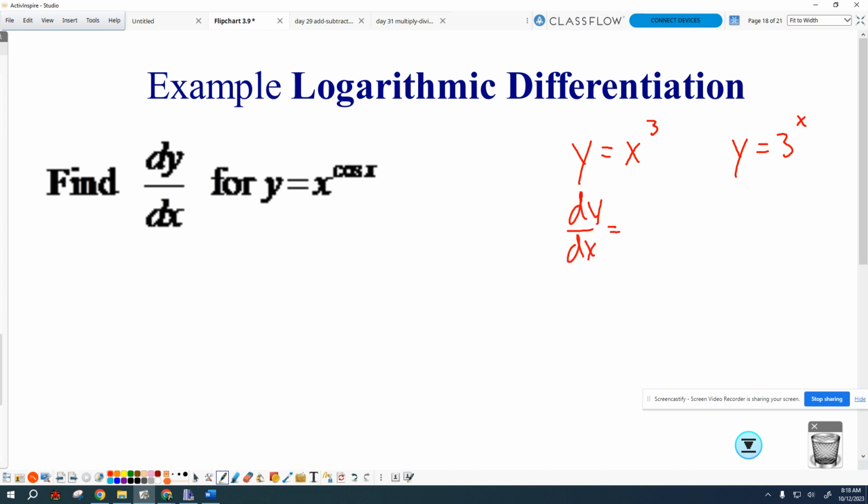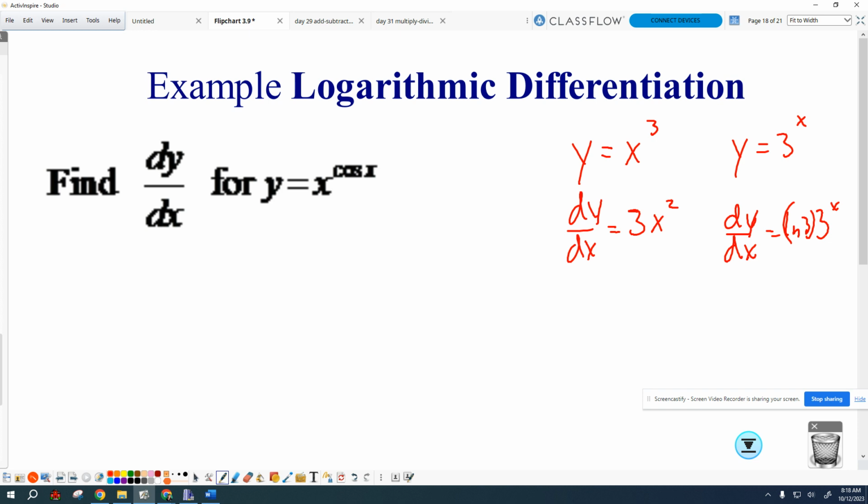If this is variable to a number, I just do power rule, multiply by the power, lower the power. And we just did this pattern. It's a fixed number to a variable. 3 to the stuff is 3 to the stuff times natural log of 3.